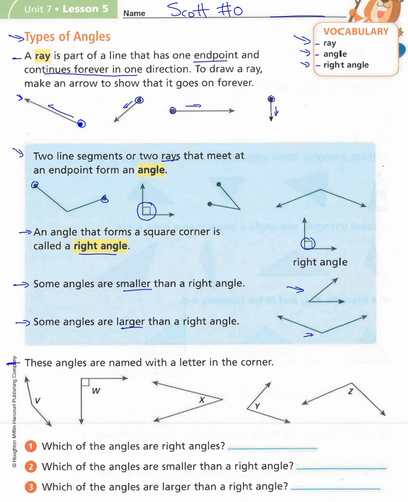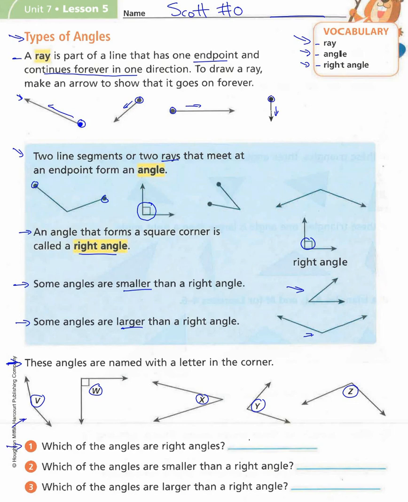So let's come down to this one down here. These angles are named with a letter in the corner, which is often what happens, right? So like this one, this angle is called V. W, X, Y, and Z, right? So each of those have a name. So let's look at number 1. Which of these angles up here, V, W, X, Y, or Z, are right angles? Which of those are right angles?